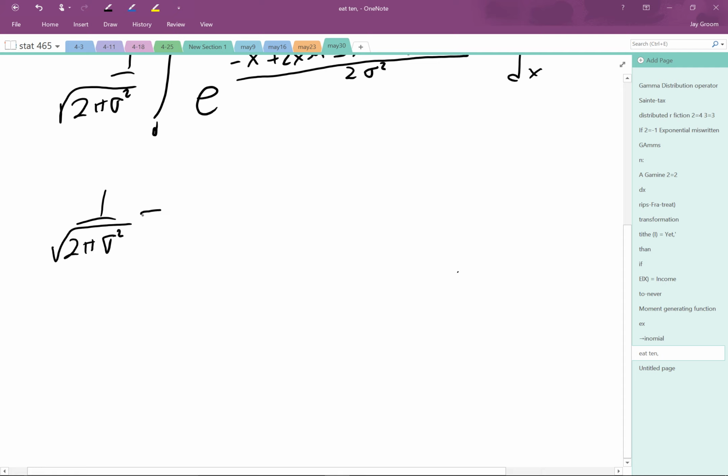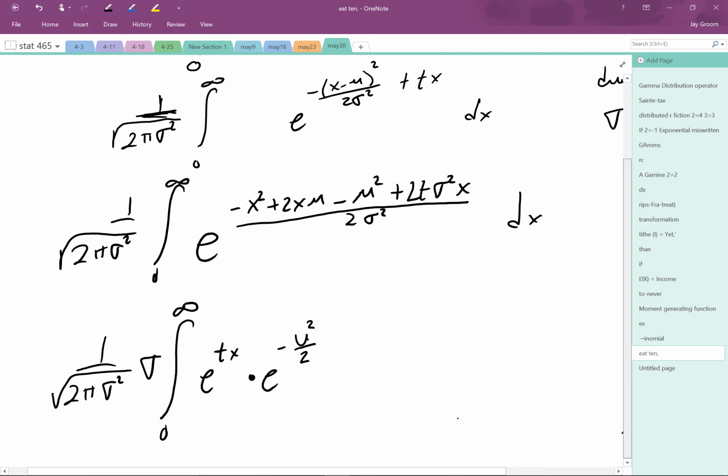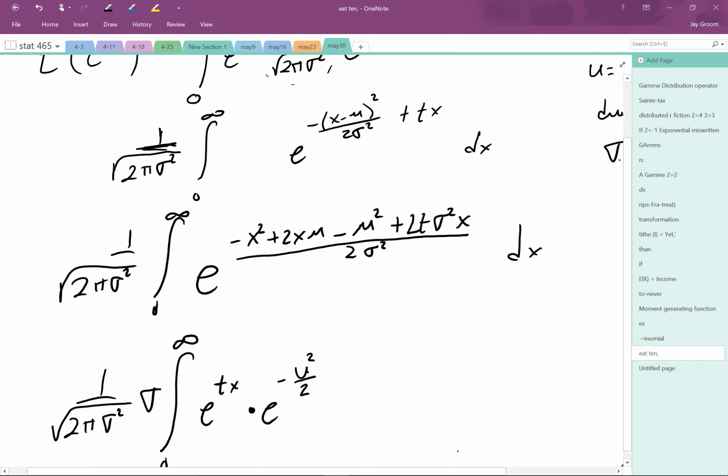Okay, I'm going to put that sigma out front now. Okay, 0 to infinity. I've got this e to the tx here. But here's where it gets fun now. Now it's going to be e to the minus u squared over 2 in that regard.